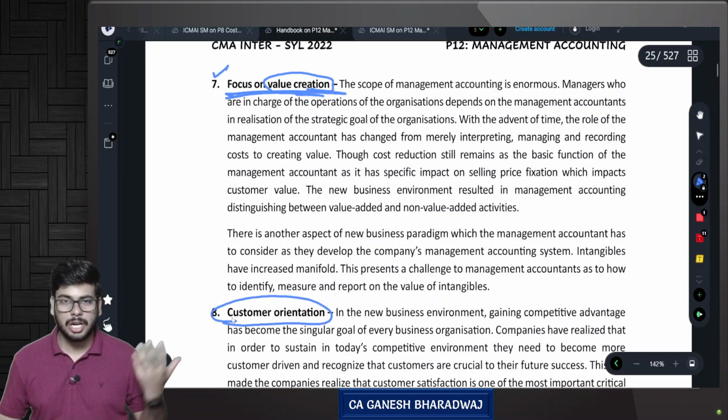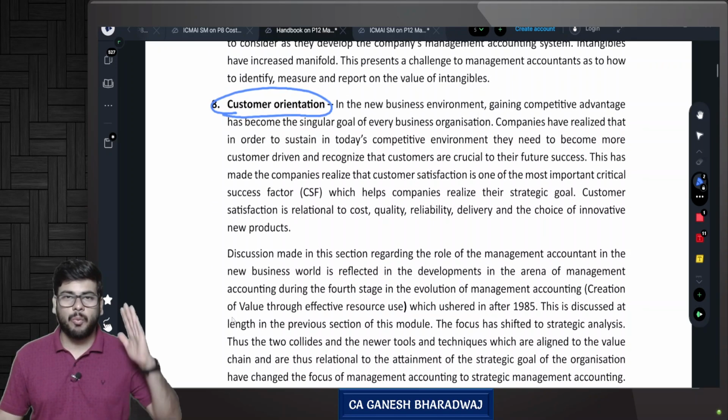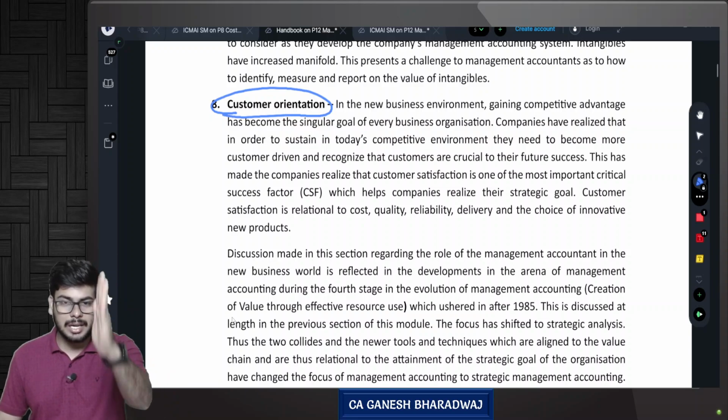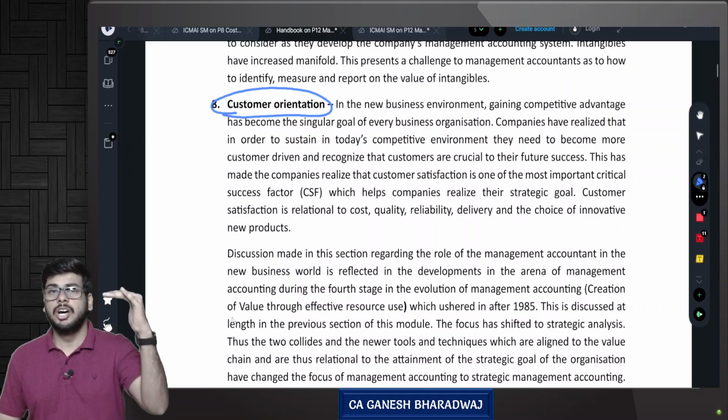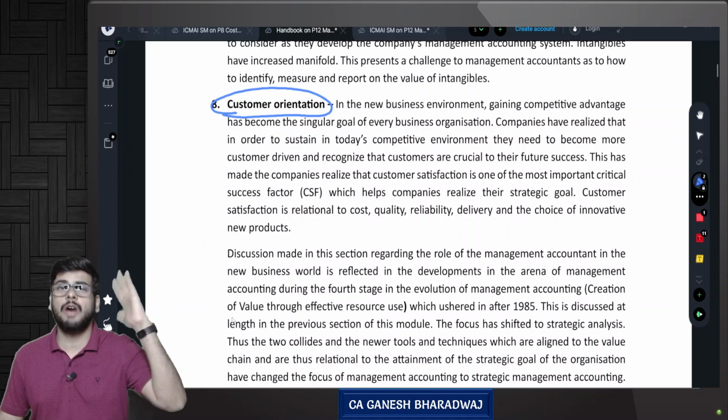Customer orientation. Of course, at the end of the day, the customer is the king, and the customer's priority or customer satisfaction should be at the top of your objectives.